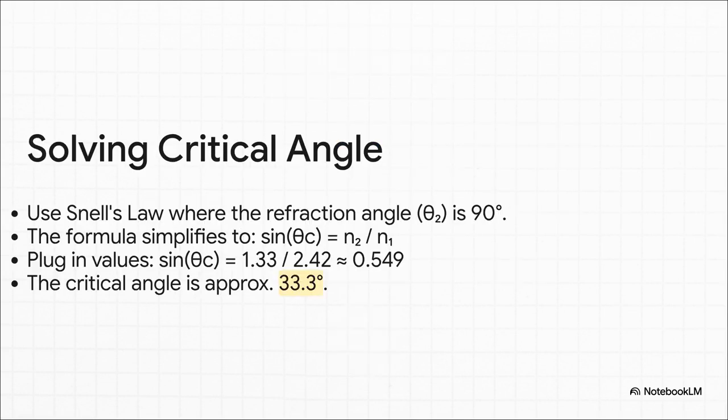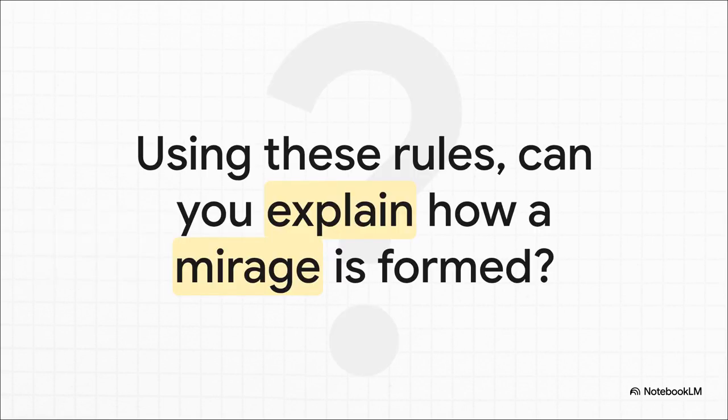So how do we solve this? Well, we start with our old friend Snell's law. The key insight is knowing that at the critical angle, which is our angle of incidence, θ1, the angle of refraction, θ2, is exactly 90 degrees. Once you know that, you can rearrange the formula to solve for the critical angle. You plug in the numbers for water and diamond, do the math, and you get a critical angle of about 33.3 degrees.